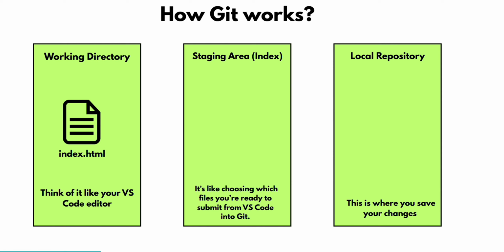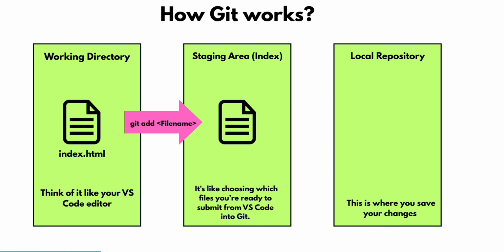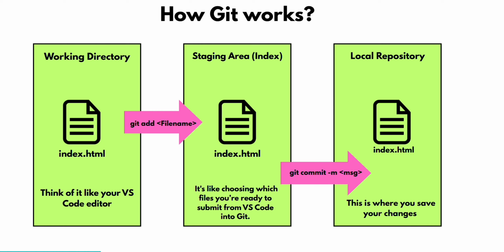So imagine we have an index.html file and we want to add this file into the staging area. For that we have the command git add and the name of the file. Once this command is executed, the index.html file comes into the staging area, and when we run git commit -m message, once this command is executed, then index.html comes into our local repository. So basically we have three main areas: working directory, staging area and local repository.